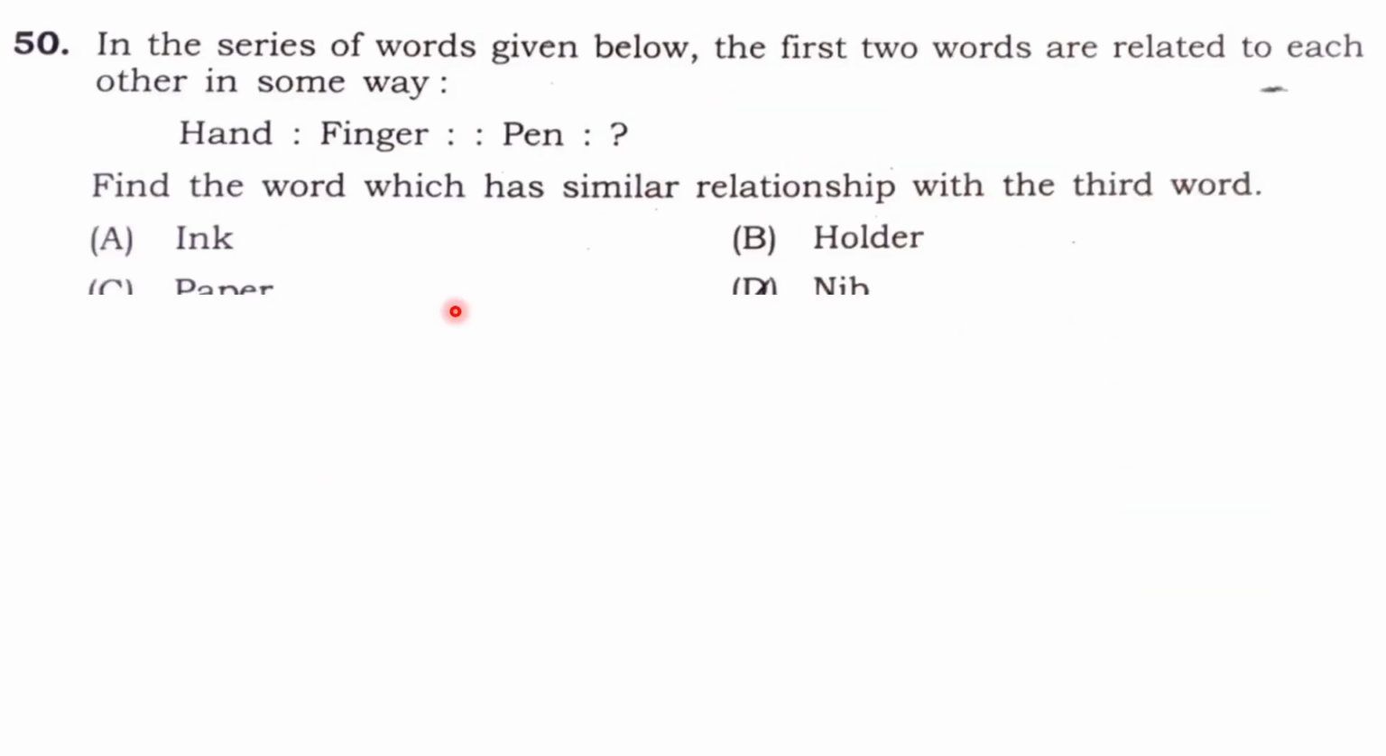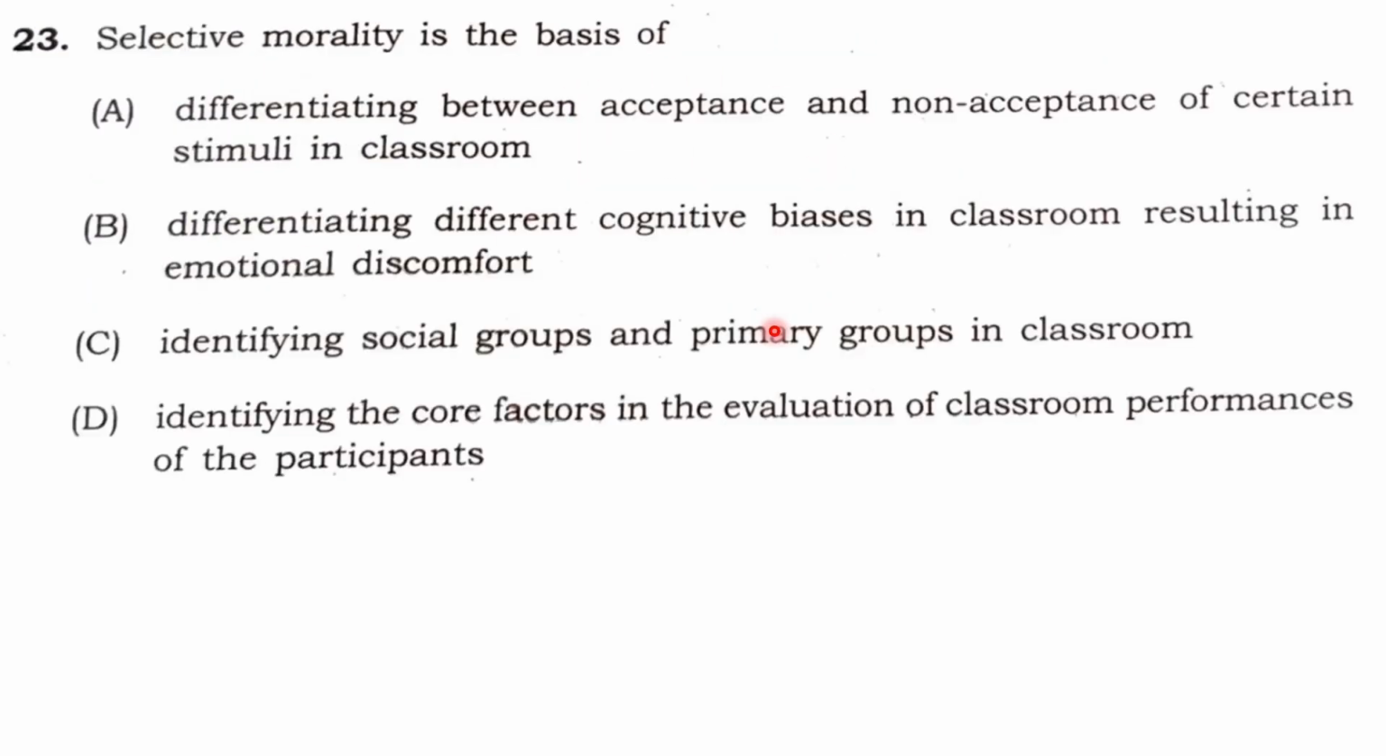In the series of words given below, the first two words are related to each other in the same way. Hand is to finger and then pen is to what? So fingers are the utility of the hand. With the help of fingers, a hand is of utility. Therefore, here the correct answer should be nib. With the help of nib, a pen is of utility, not the holder, paper or ink. No, it should be the nib.